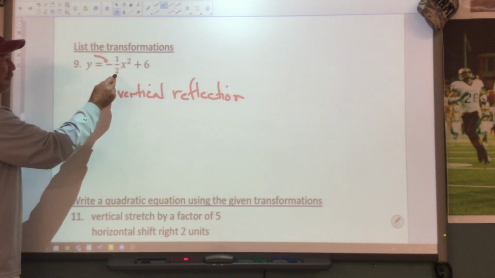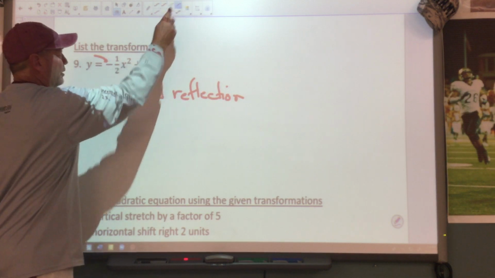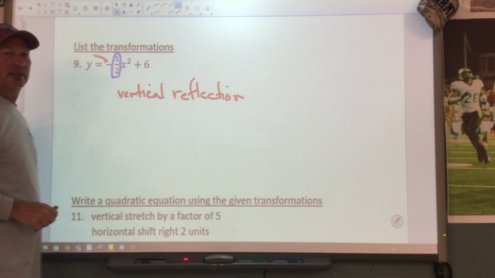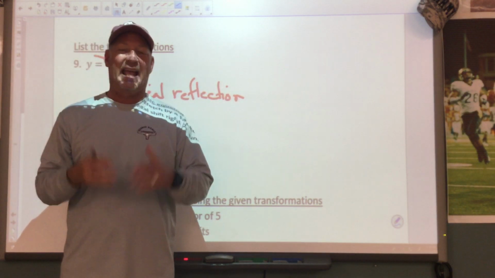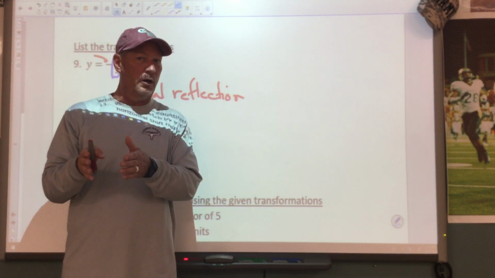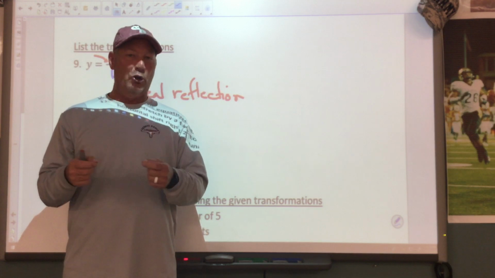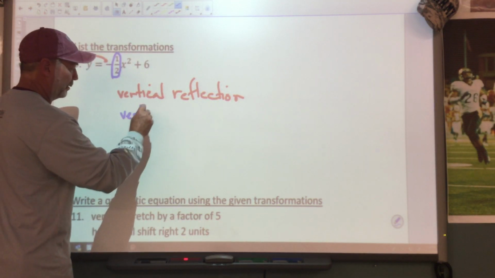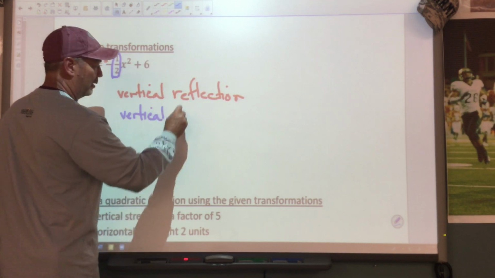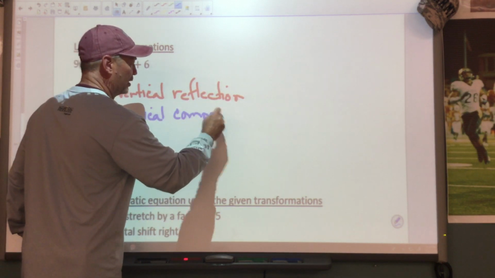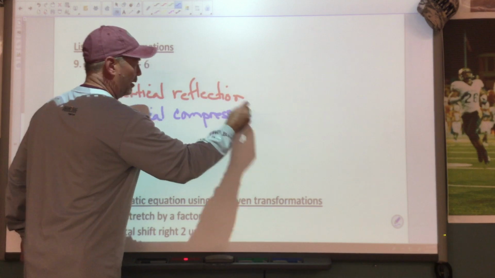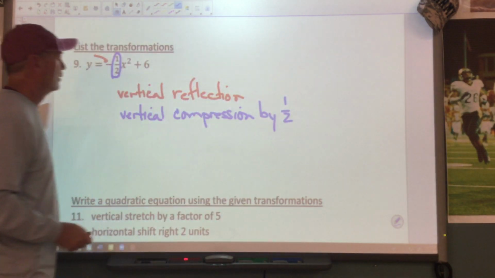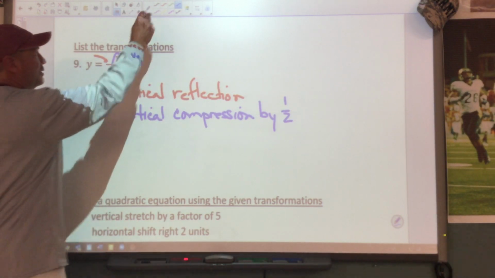And then I have a fraction. This fraction, right here, since it is less than 1, the absolute value is less than 1, it's a vertical compression. So we're going to have a vertical compression by a factor of 1/2.